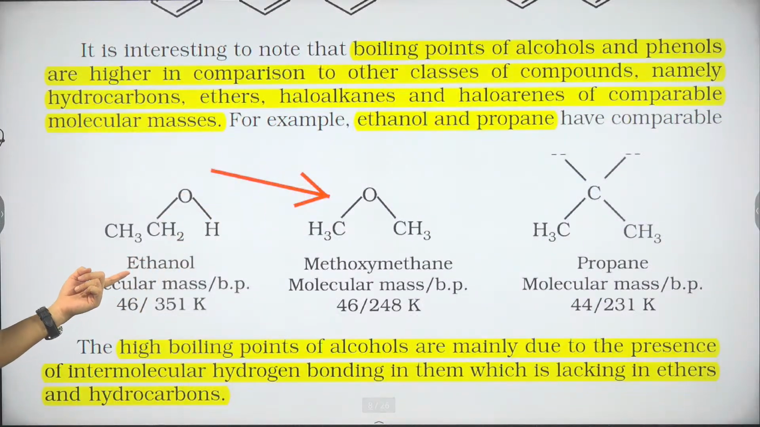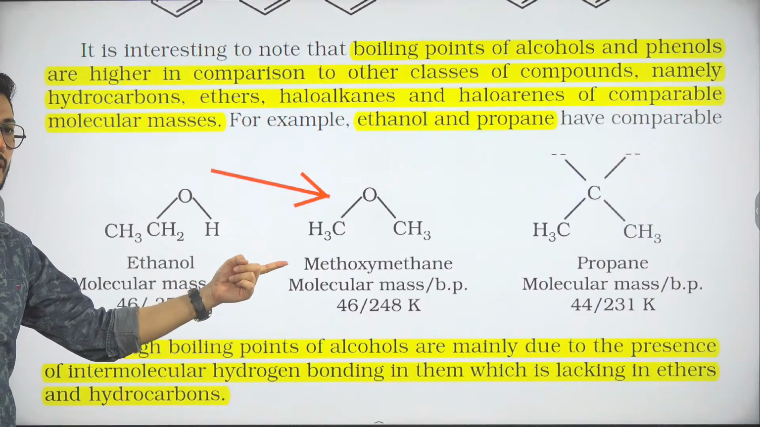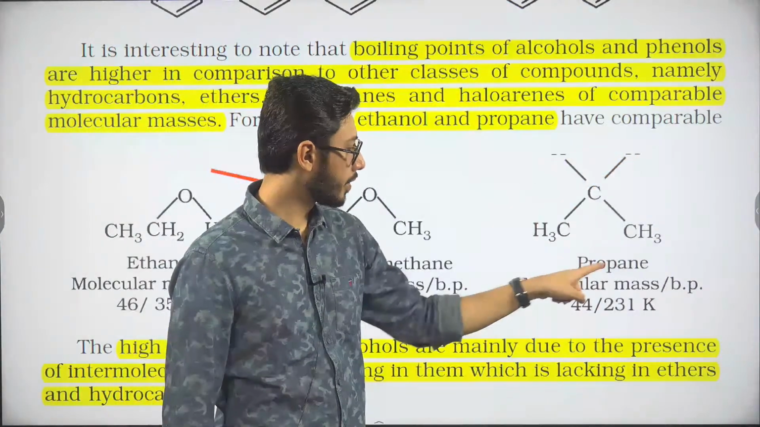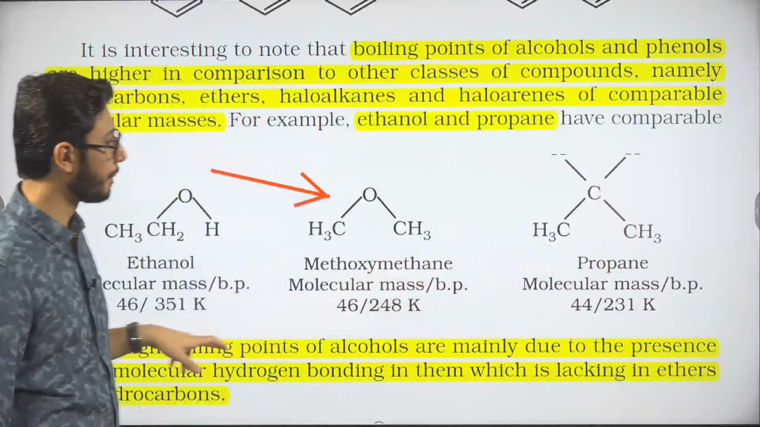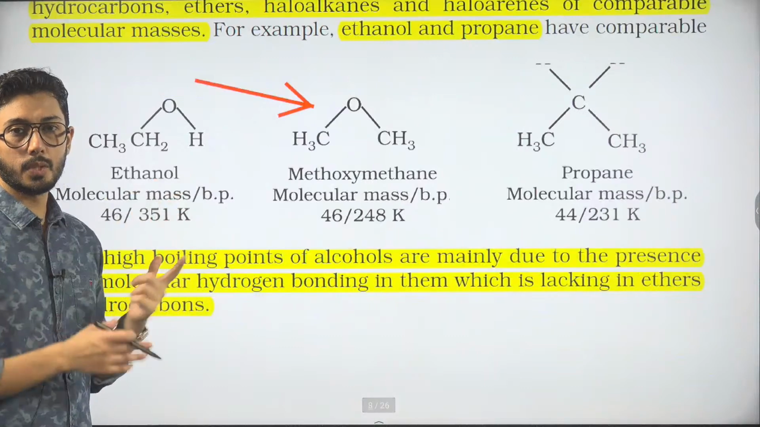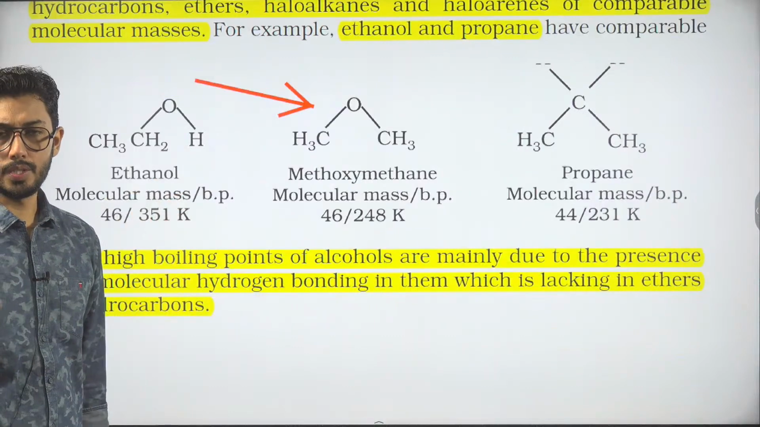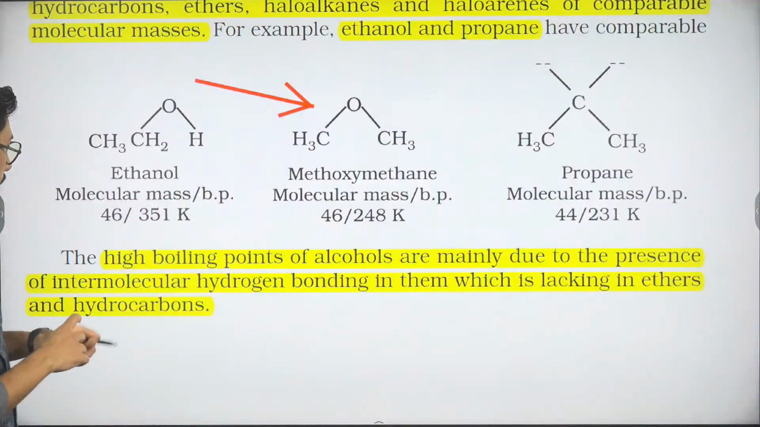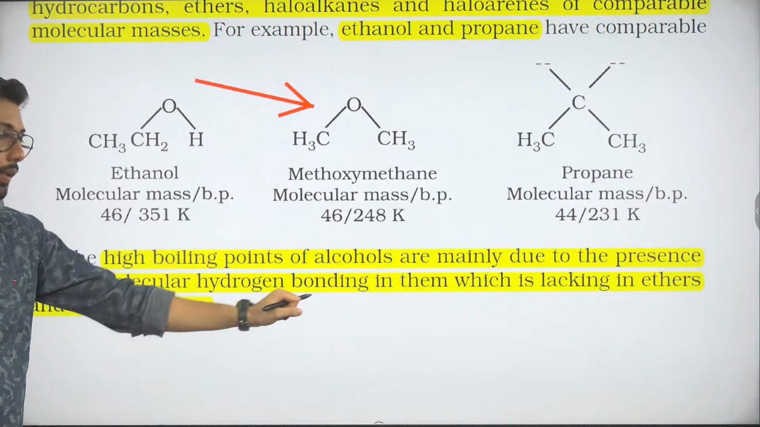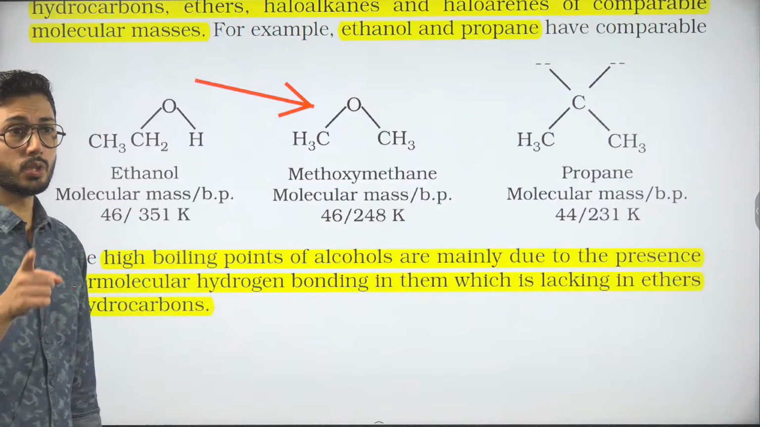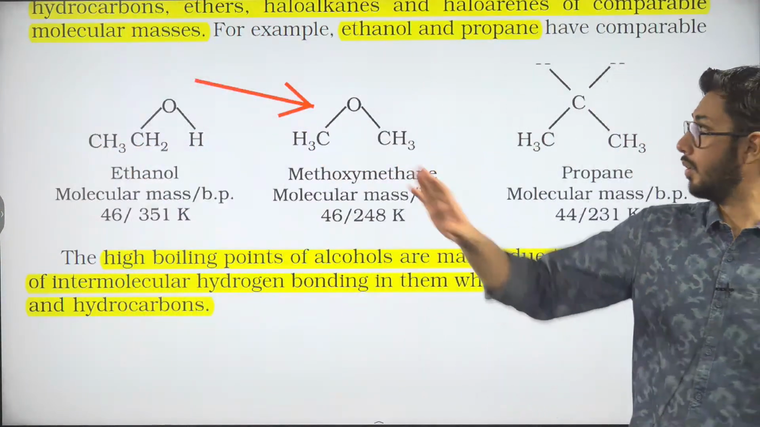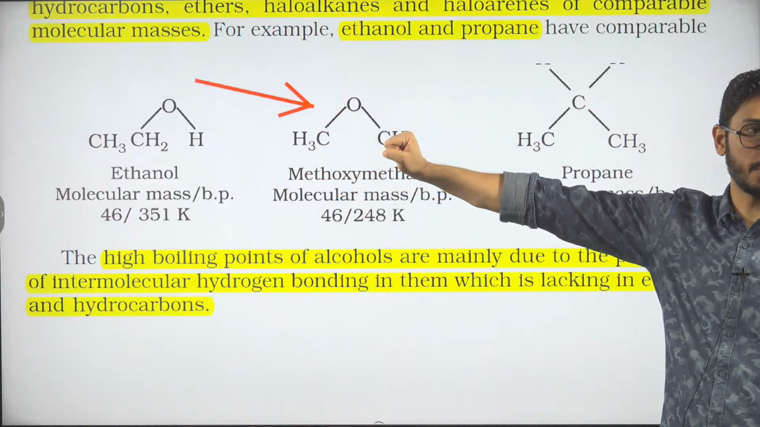It is ethanol, methoxymethane, and propane. Here the carbon is not written, but you can say propane is there. Among these three, undoubtedly, alcohol has the maximum boiling point. Reason: intermolecular H bonding. The high boiling point of alcohol is due to the presence of intermolecular H bonding in them, which is not present in ether or hydrocarbon. Hence, one thing for sure, alcohol is maximum.